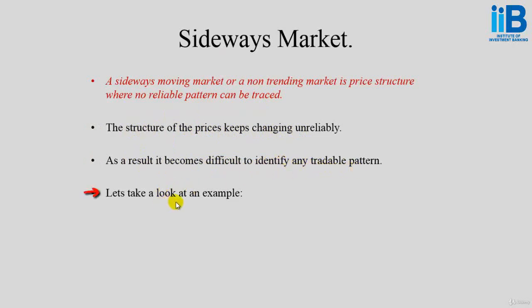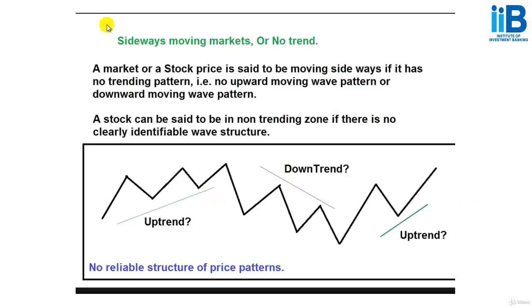Let's take a look at an example, a theoretical one first. Sideways moving market or no trend. A market or a stock price is said to be moving sideways if it has no trending pattern, that is, no upward moving wave pattern or downward moving wave pattern. A stock can be said to be in a non-trending zone if there is no clearly identifiable wave structure. Take a look at the figure below.